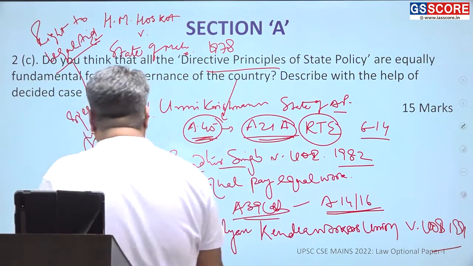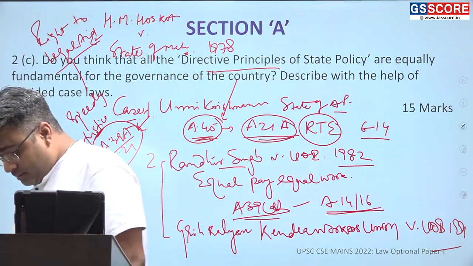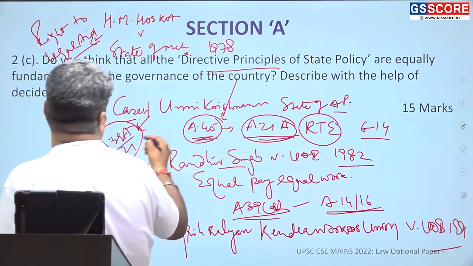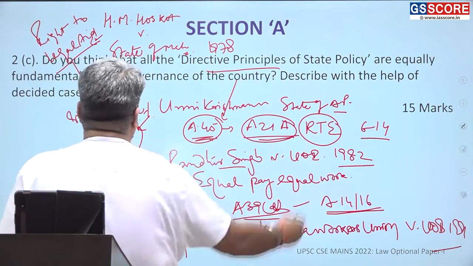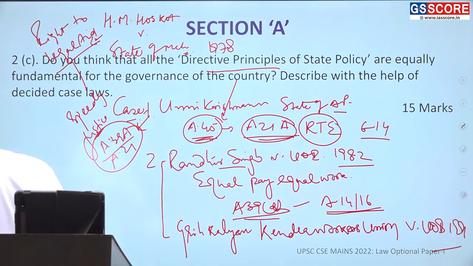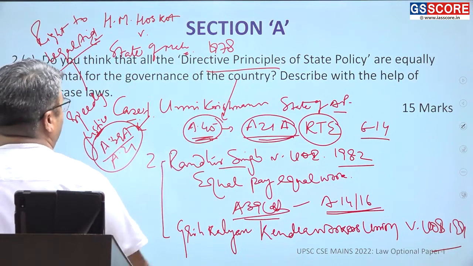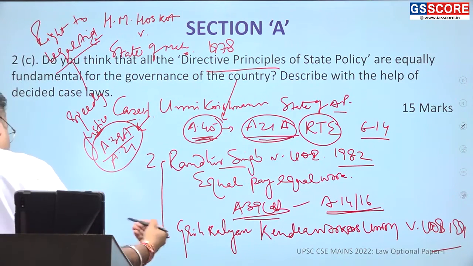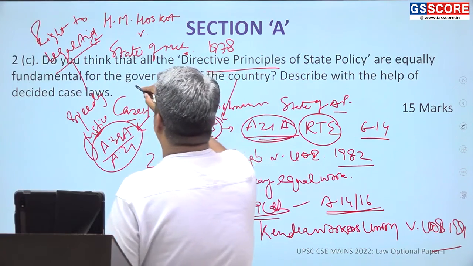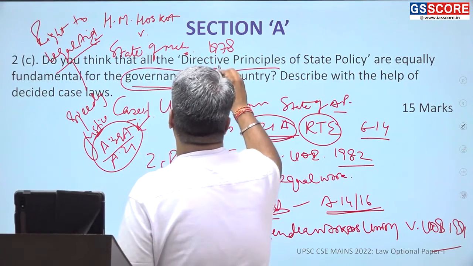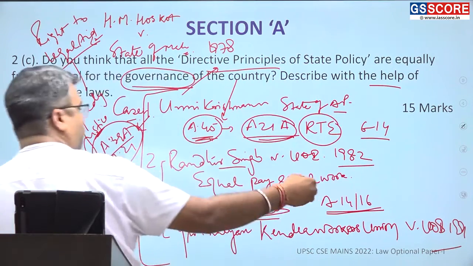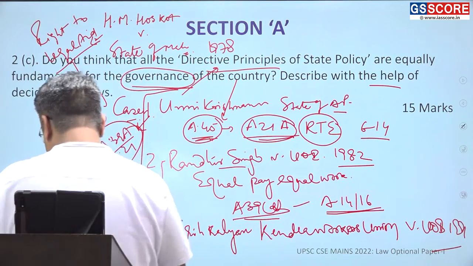And a few words you can mention: DPSP serve as a guiding light to the fundamental rights and to the governance of the country. Similarly, you can mention that the DPSP symbolizes the welfare state and provides social and economic justice as well, because the ultimate purpose is basically governance of the country with the DPSP, and then case laws. So case laws I have mentioned over here. Rest, if you remember any other case, you can mention as well.